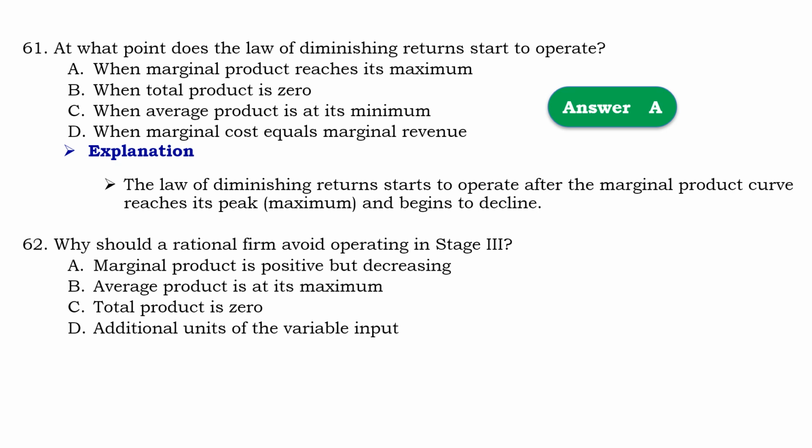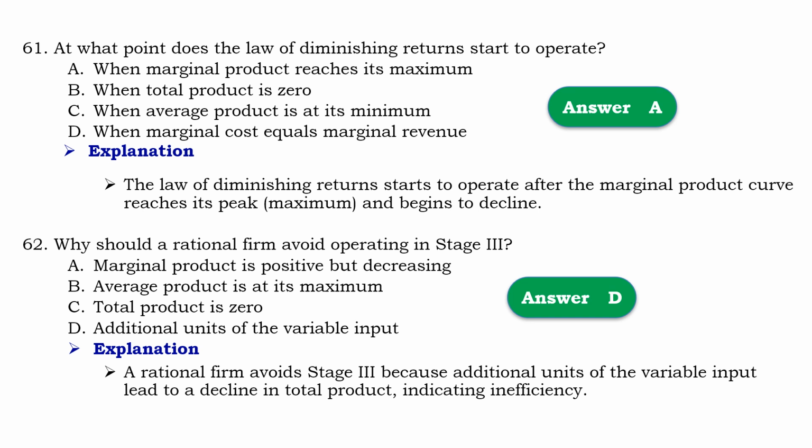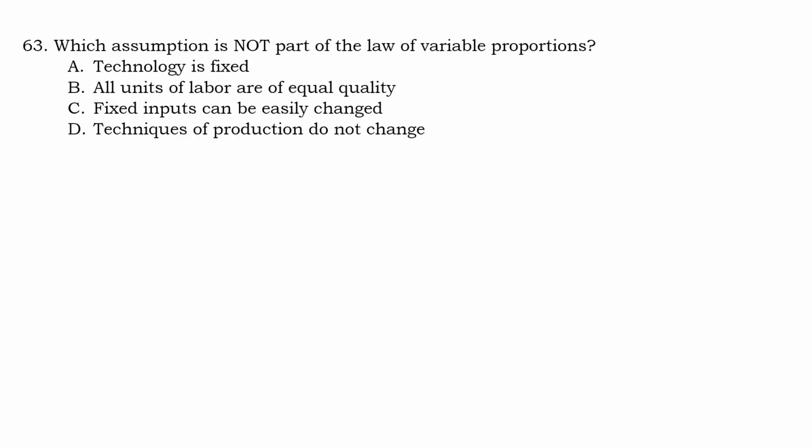Question number 62, why should a rational firm avoid operating in stage 3? Question 62 ጥያቄ ለምንድነው ምክንያታዊ የሆነው ደረጃ ሶስት ምርት ውስጥ ሰራተኞች ይሄንን የማይጠቀሙት ይላል. So that should be the additional unit of the variable input. It means that the rational firm avoids stage 3 because an additional unit of variable input leads to a decline in total product, indicating inefficiency.